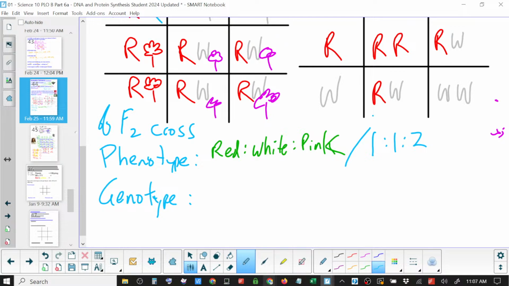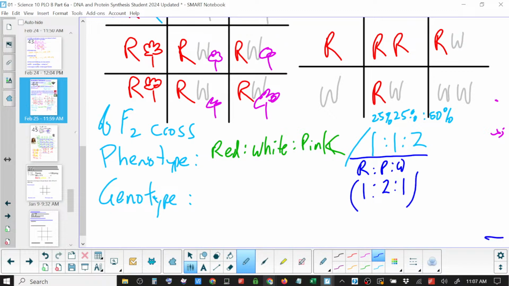And then 25%, 25%, 50%. Excellent. Often we put the heterozygous one in the middle. So if you did that and you had red, pink, white, then you would have 1, 2, 1. But that's just convention and the way I'm used to seeing it. As long as you define your terms, you can put it in any order you want.